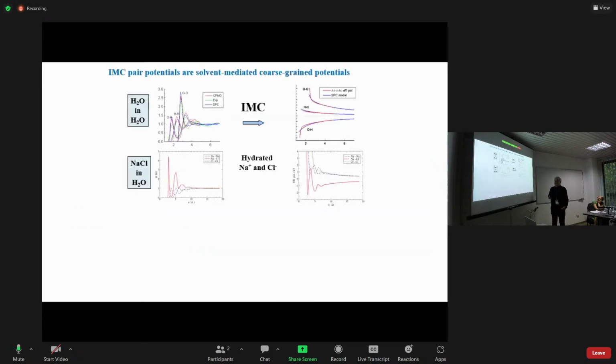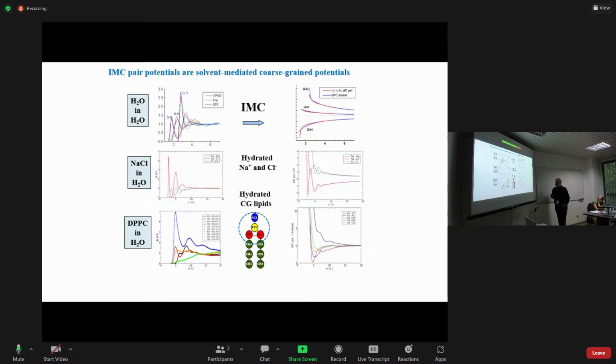So I give you some examples here. Here is water in water. So you see here is the OO distances, but there is also OH and HH. And when you invert this, you get pair potentials. These are actually not coarse-grained potentials because it is exactly like a new water model.